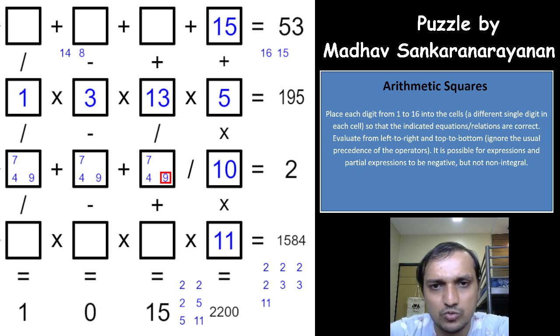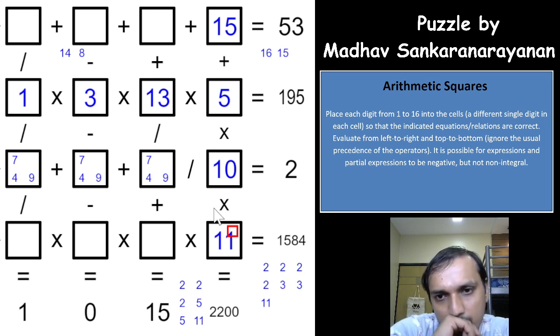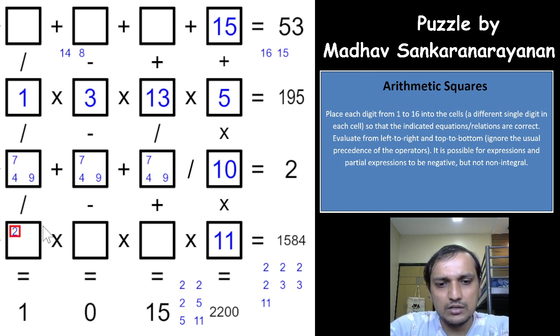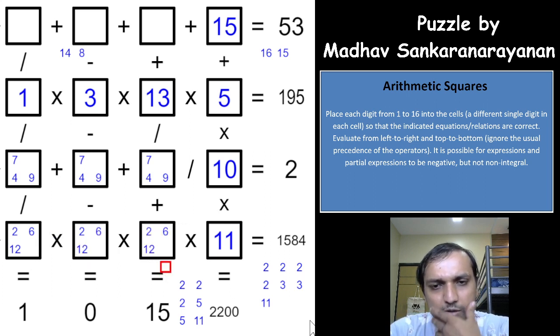The other 3 digits would have to be 11, 2, 6. 2, 6 and 9, right? No. 9 is already used. 10, 11, 12. 2, 6 and 12. Yeah, so you'll have 2, 6 and 12 here, and we have already got the digits here. It's just about how you place to get the equations done here.